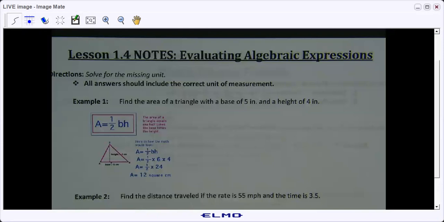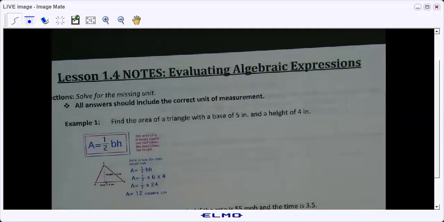And I know that you've done this before in pre-algebra. I may do it a little differently, but there are steps that you need to follow, okay? So something that you need to remember is that when we deal with units of measurement, when you get your final answer, you have to have a unit of measurement attached to it, okay? So I'm going to do example 1, and you can do it with me, and then when I'm done, I'm going to explain some of the expectations of what you should do for each of these problems, okay?